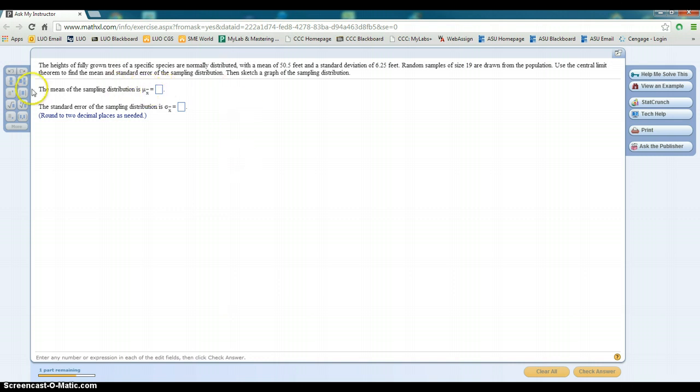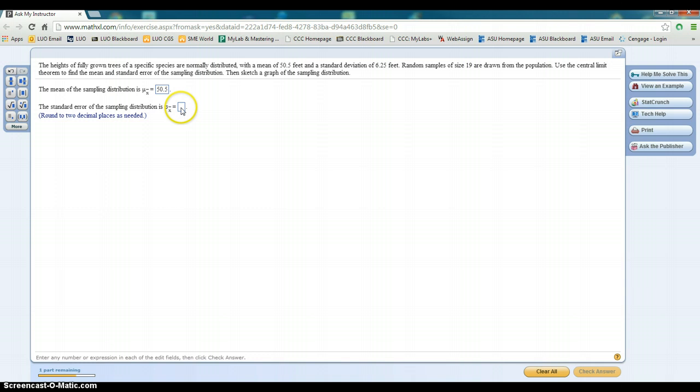The first part of the question: the mean of the sampling distribution is mu sub x bar equals. In this particular case, using the central limit theorem, the mean of the population will be equal to the mean of the samples. So this will be 50.5.